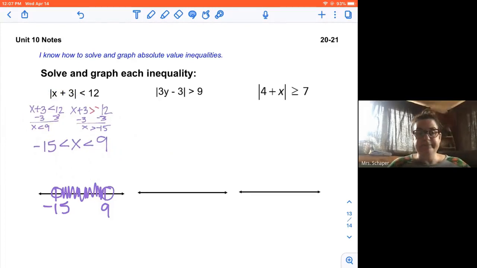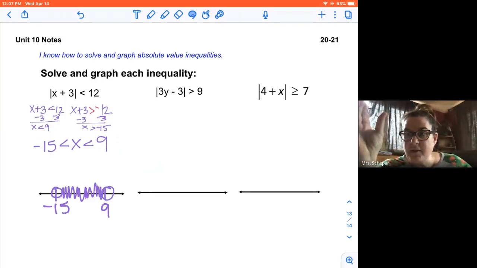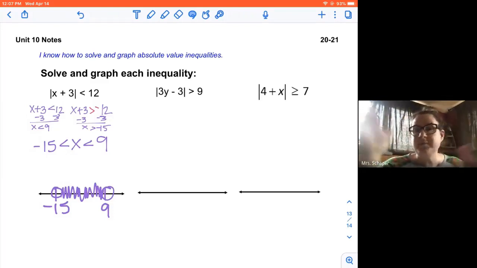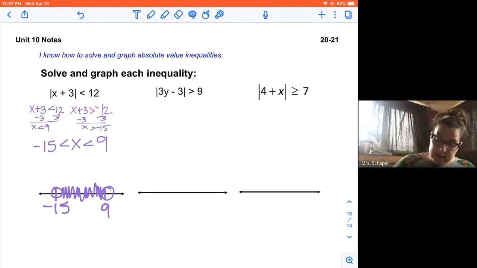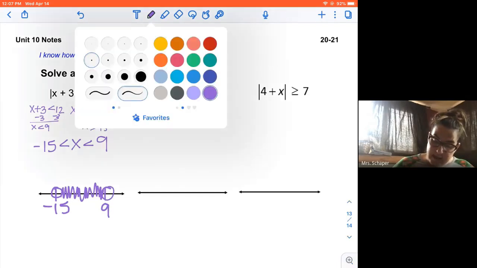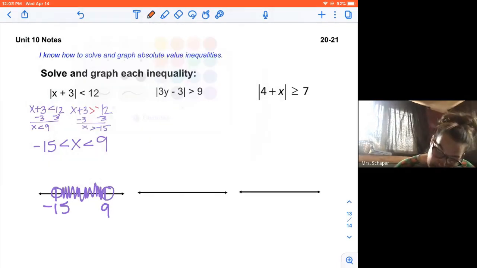Variable in between, right? Let's take a look at the next one. Step one, absolute value bars need to be alone. They are. There's nothing else added, subtracted, multiplied, or divided to them. Step two, we're going to create two inequalities. Now, the first inequality is going to be just like the inequality we have.